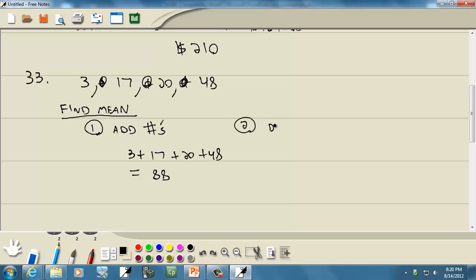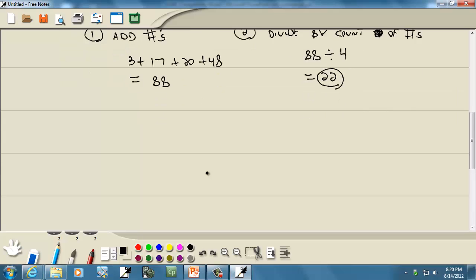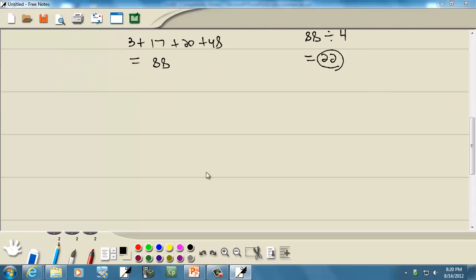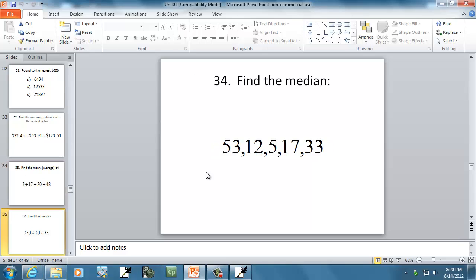Now, second thing we do is divide by our count. How many numbers do we have? So count of numbers. So we're going to take that 88, and we're going to divide it by 4, since we have 4 numbers. Well, 88 divided by 4 gives us 22. So this would be our answer. Our mean is 22. Now you're used to that being written as average. Mean and average are the same thing.